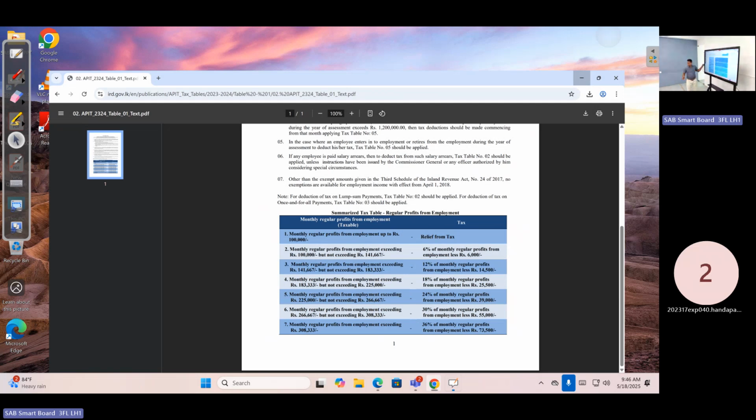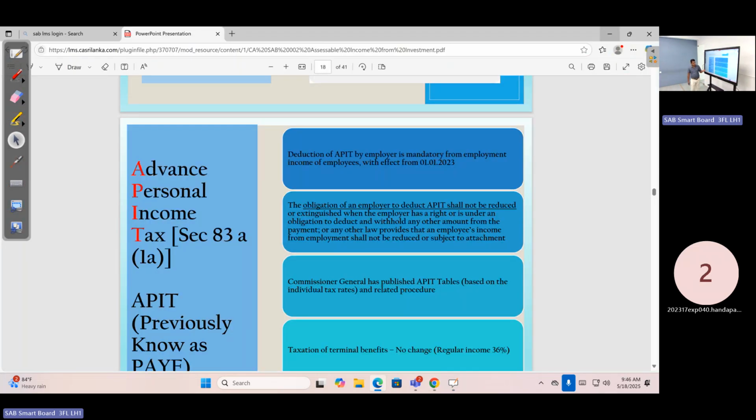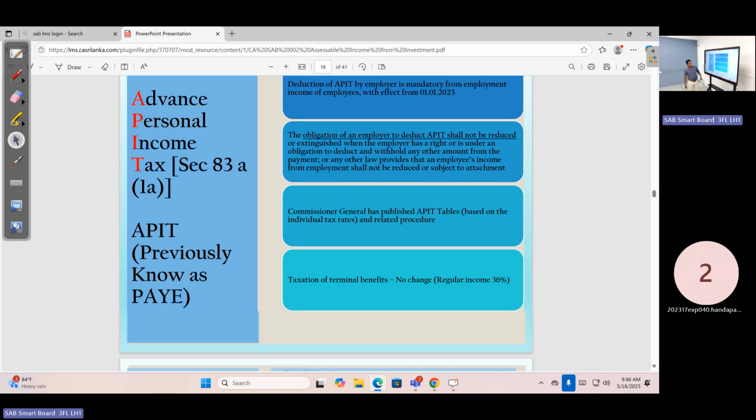So there are 7 tables. That table needs to be applied. Taxation of terminal benefits is the same as the previous one, no change. There are two types of employment income we can categorize: regular income and termination income. At the termination of employment or retirement, some benefits are recognized for tax purposes, and that comes under terminal benefits. So it says how to work out tax on that.